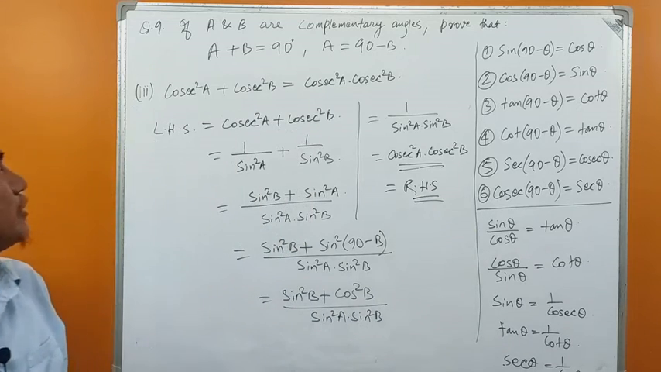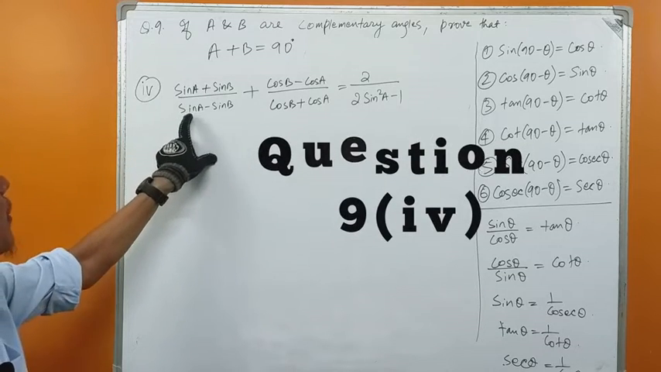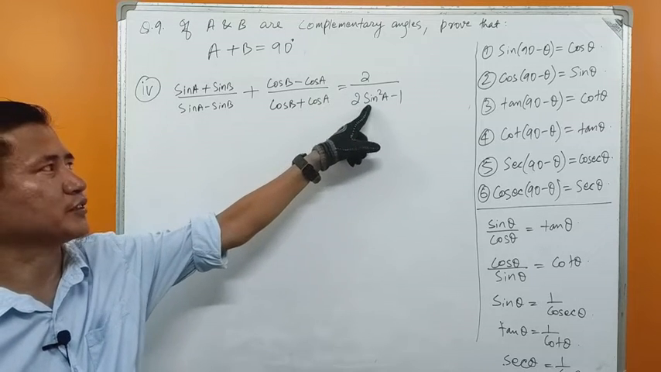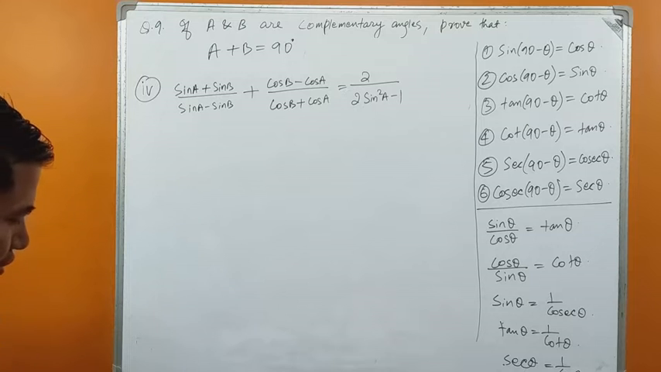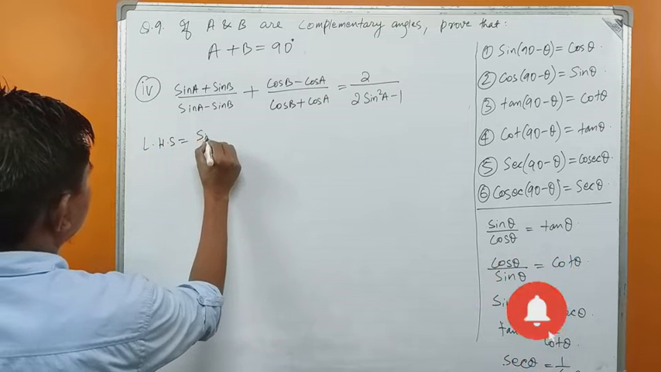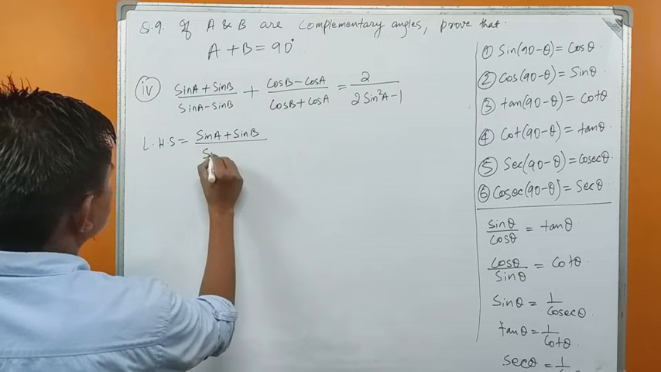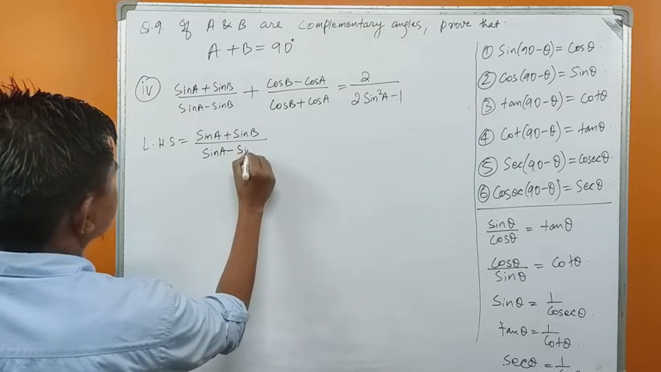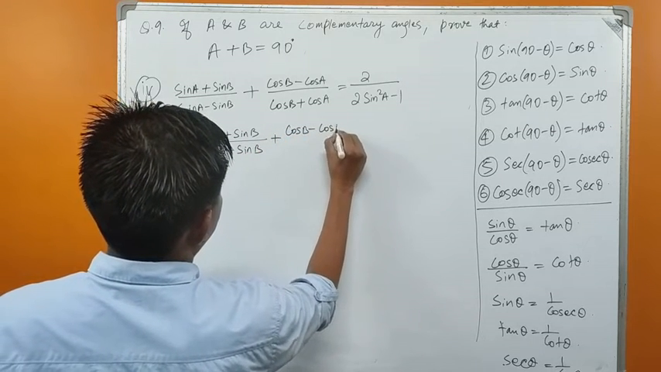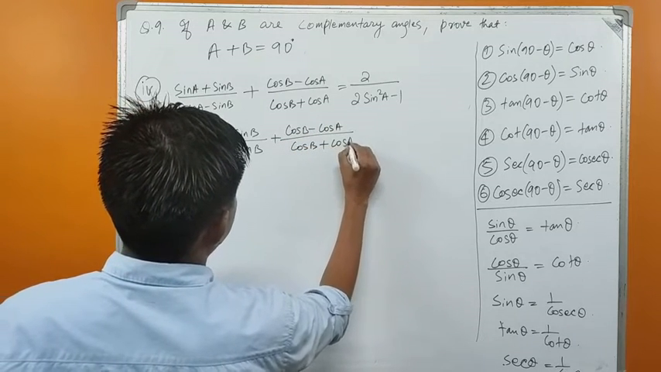Okay, so let's do question number 4 of 9. We have sin A plus sin B upon sin A minus sin B in the left hand side, and we are asked to prove this equals 2 upon sin square A minus 1, isn't it? So let's do this. LHS, first let us copy the left hand side. Sin A plus sin B upon sin A minus sin B plus cos B minus cos A upon cos B plus cos A, isn't it?